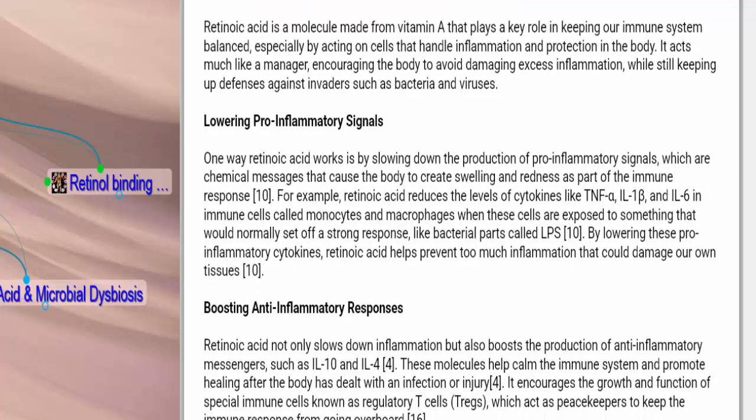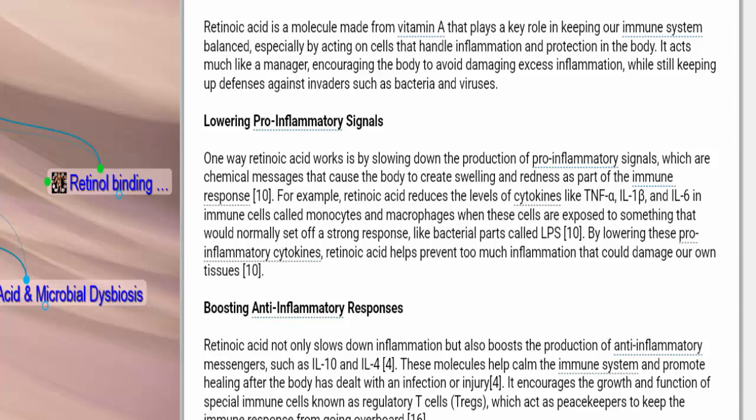Retinoic acid as an immune balancer. It's a molecule made from vitamin A that plays a key role in keeping our immune system balanced, especially by acting on cells that handle inflammation and protection in the body. It acts much like a manager, encouraging the body to avoid damaging excess inflammation while keeping up defenses against invaders, such as bacteria and viruses.